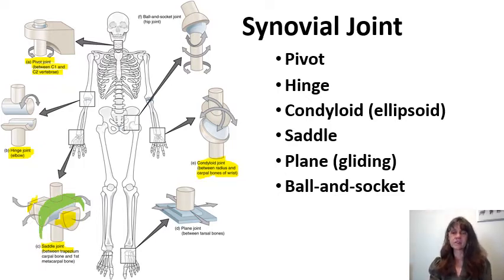Another type of synovial joint is the synovial plane or synovial gliding joint. A synovial plane joint or synovial gliding joint usually occurs between bones that have relatively flat surfaces, as is the case with the tarsal bones. There are some synovial gliding joints between the carpals as well.